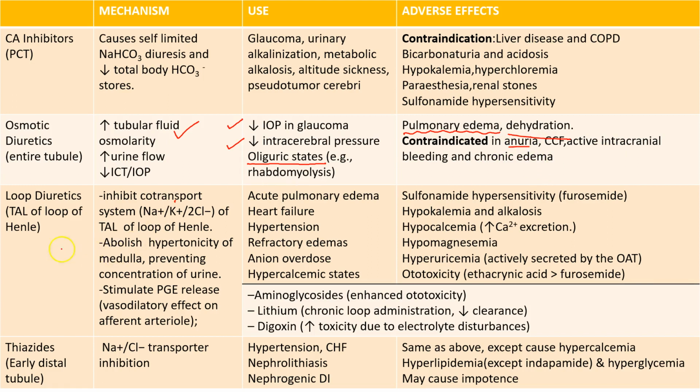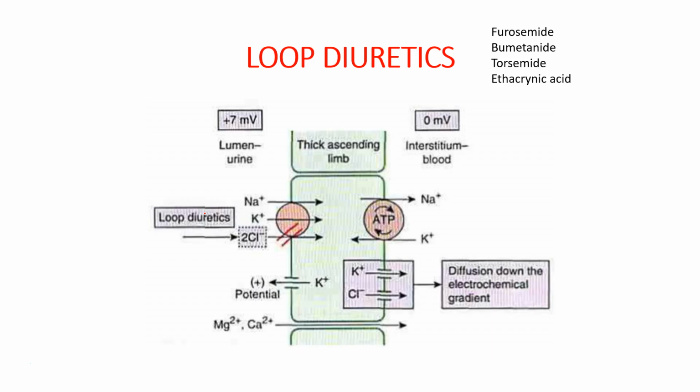Loop diuretics inhibit the sodium potassium 2Cl co-transporter at the level of thick ascending limb of loop of Henle. This co-transporter helps in reabsorption of these electrolytes into the blood. Sodium is reabsorbed by the Na plus K plus ATPase. But what is this ATPase pump doing? It causes K plus to enter the cell.